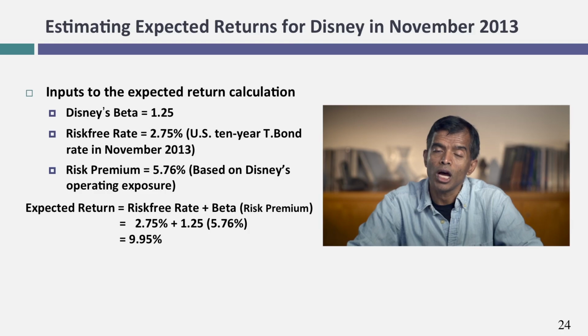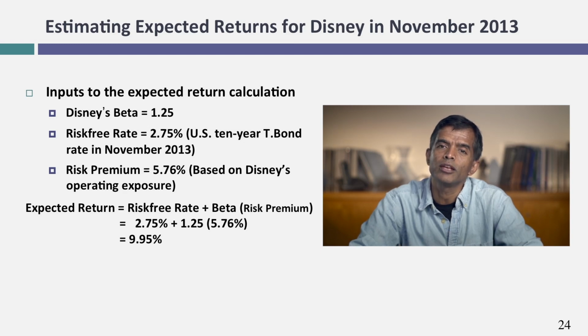Now that we have all the numbers that we need, let's bring them together in a hurdle rate, because that's where we've been going for the last few sessions. I have a beta for Disney, or at least based on the regression I do, 1.25. My risk-free rate is the US 10-year T-bond rate, because I'm doing my analysis in US dollars, of 2.75%. The equity risk premium for Disney, based on where it operates, is 5.76%. 2.75%, the risk-free rate, plus beta times my equity risk premium, gives me an expected return of 9.95%.